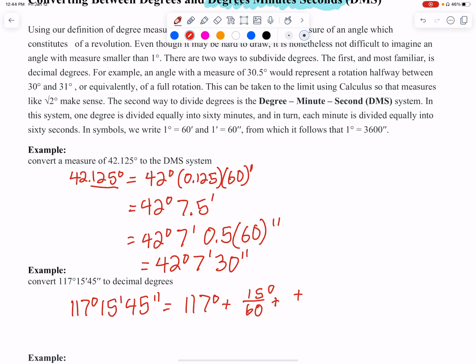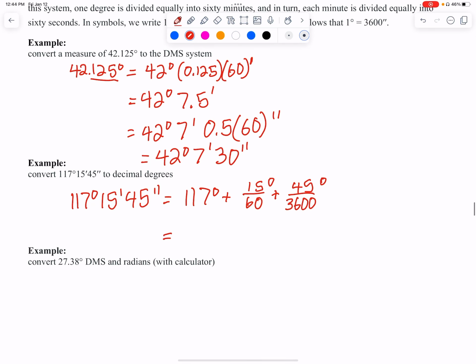And then I take 45, and this is kind of tricky, but with degrees, there's going to be 3,600 of those. So it's 45 out of that. That'll give me a fractional part of a degree. If I plug all that into my calculator, I get 117.2625. So now I have a nice, pretty measurement in decimals for that same degrees, minutes, seconds.